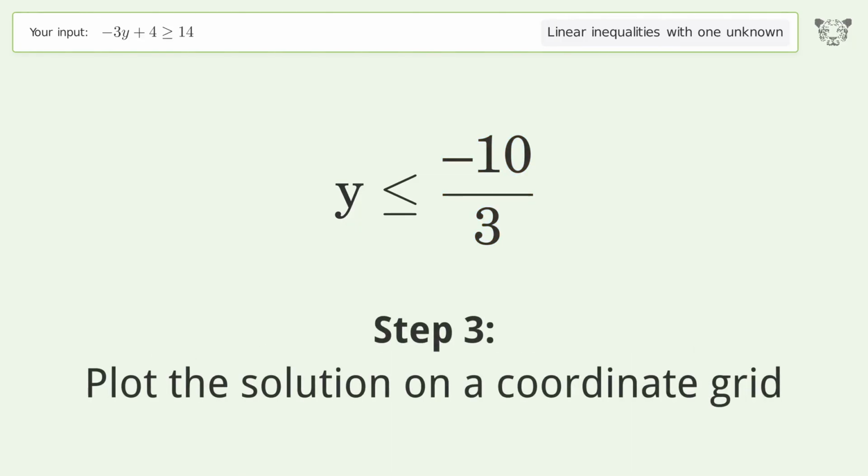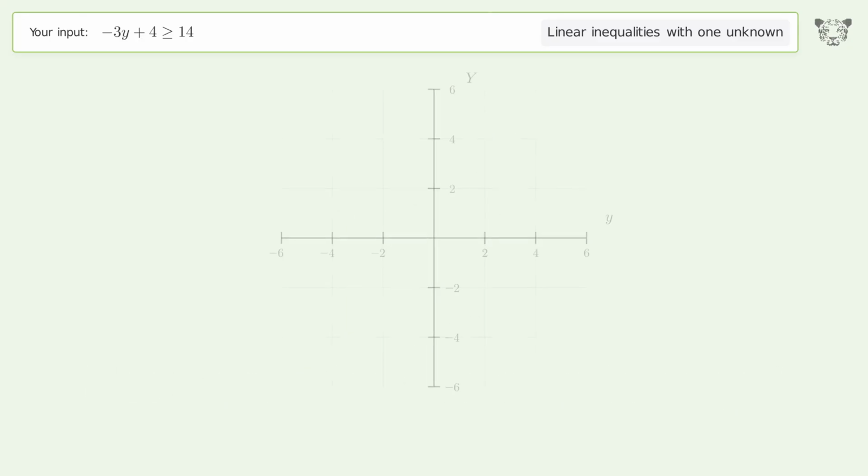Plot the solution on a coordinate grid. And so the final result is y equal or smaller than -10/3 equal or smaller than -31/3.